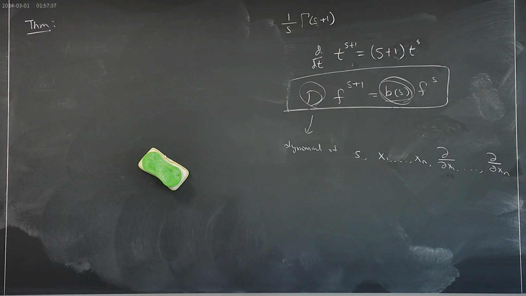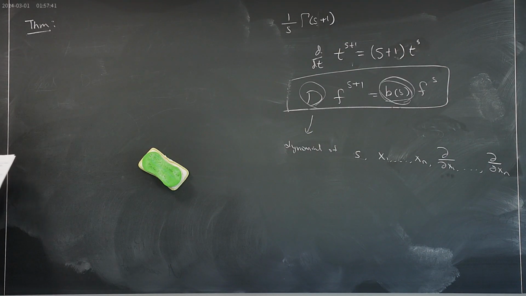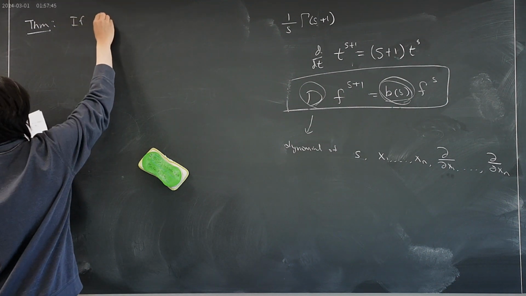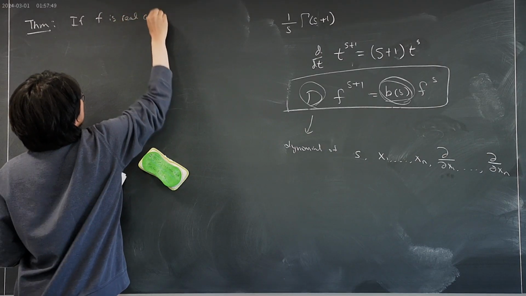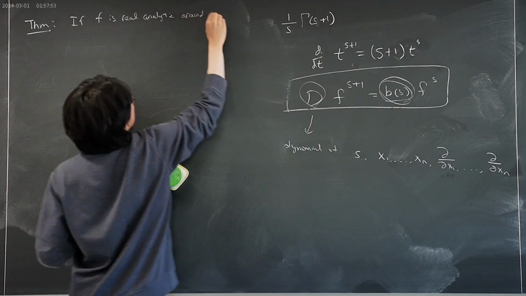Okay, so the version of Hironaka's theorem that we want is that if f is real and analytic around 0 in R^n.